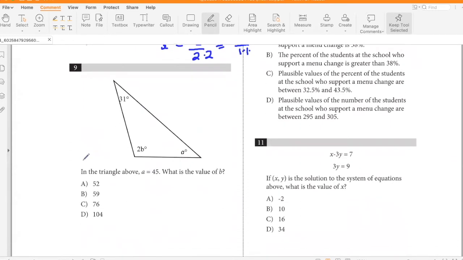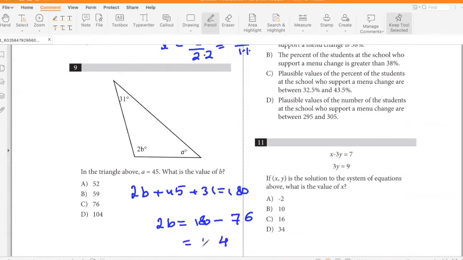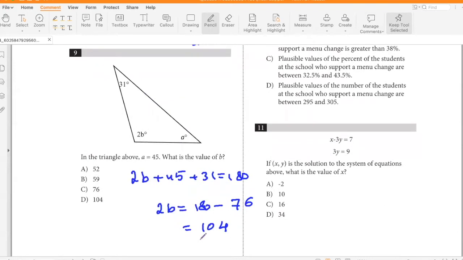In the triangle above, A is 45. What is the value of B? Okay, so 2B plus 45 plus 31 is 180. So 2B is 180 minus 76. So that is 104. So B will be 52.